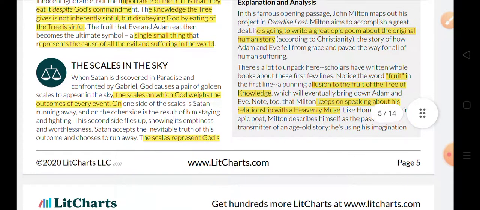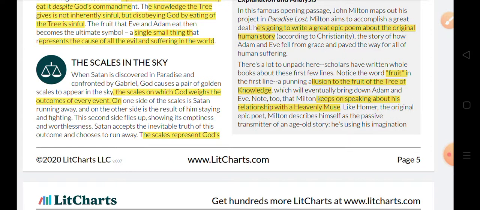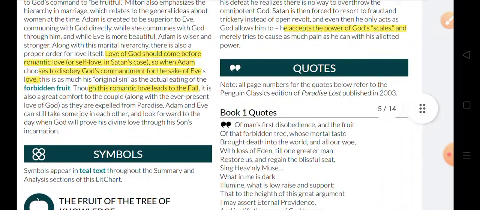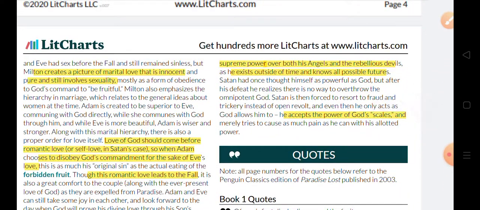And the second important symbol is the scales in the sky, the scales on which God weighs the outcomes of every event. We have a concept that everything should be measured, the good deeds and bad deeds in a balance. Those having good deeds heavier than bad deeds go to heaven, and the ones whose sins outweigh the goodness will go to hell. So the scales of God are there, and the scales represent God's supreme power over both his angels and rebellious devils, as he exists outside of time and knows all possible futures.